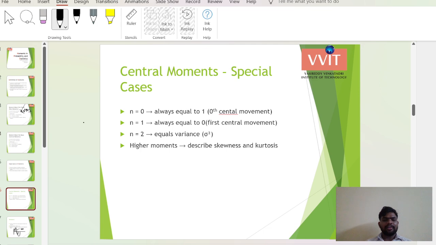Next, central moments. They have special cases where n is equal to 0, mu naught is always equal to 1. This is the zeroth central moment. Where n is equal to 1, it is always equal to 0. This is the first central moment. Where n is equal to 2, it equals the variance, which I will show you already. That is the second central moment. The higher moments describe skewness and kurtosis.